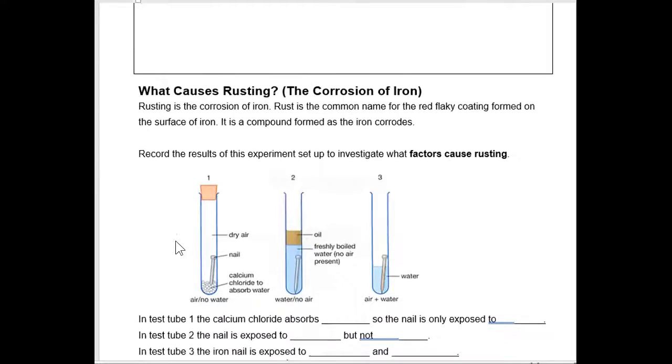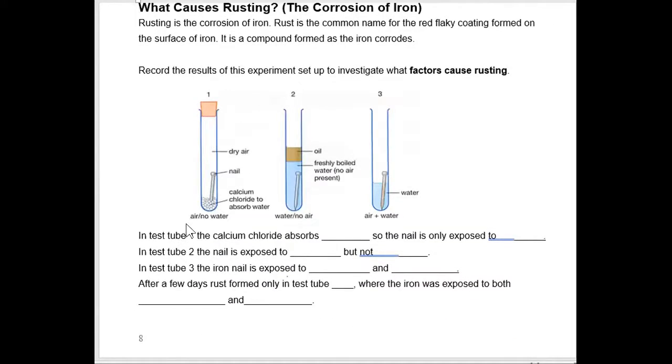Okay. Now, what causes rusting, the corrosion of iron? Well, as it says here, rusting is the corrosion of iron. Rust is a common name for the red flaky coating formed on the surface of iron. It is a compound formed when iron corrodes. Record the results of the experiment set up to investigate what factors cause rusting. You may have taken part in the home experiment where you put nails into rice or salt, one where you had boiling water with oil on top, and one where you've got air and water.